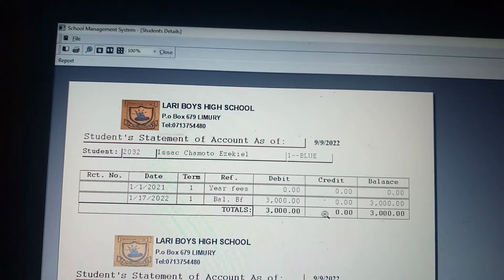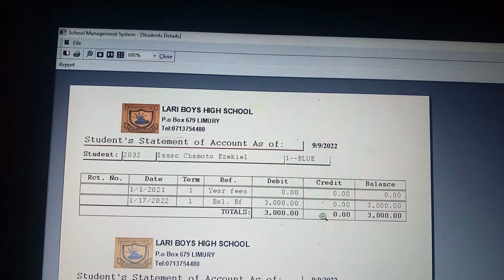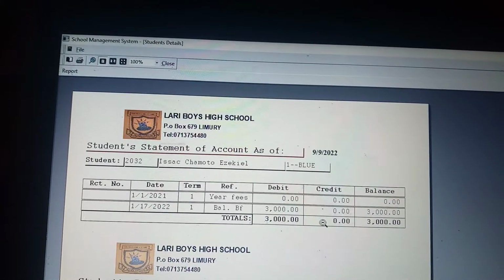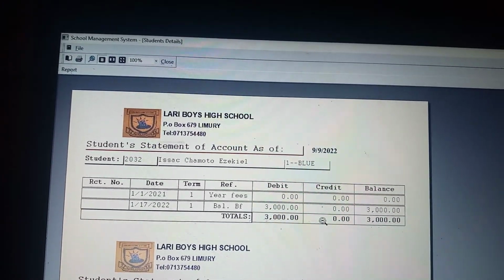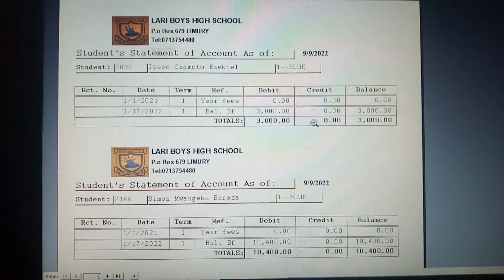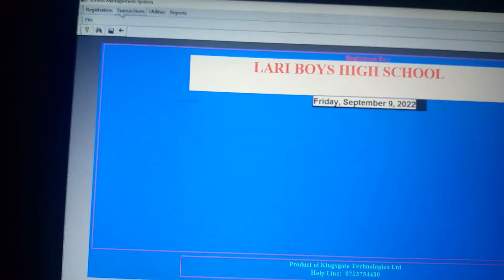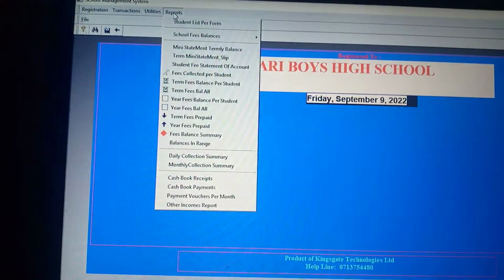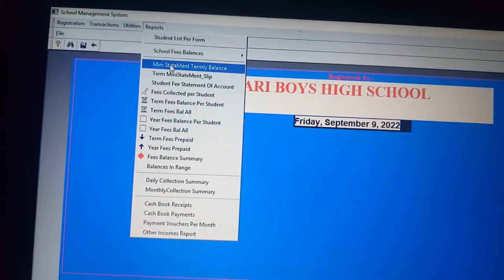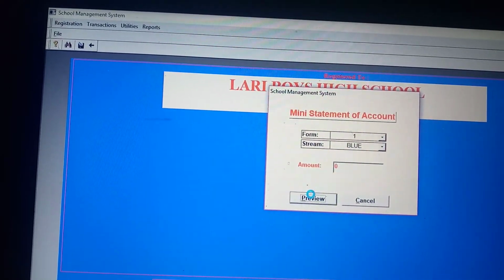Now this is the statement of accounts for a specific student and how they have performed, the money that they have paid, the total amount of money they have paid in that term. So when you are sending them, if some of them received money from their parents to come and pay, they will have to account for it. Now let us also look at the mini statement and see how it looks. This is the mini statement.